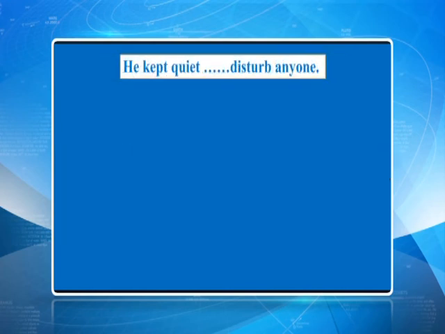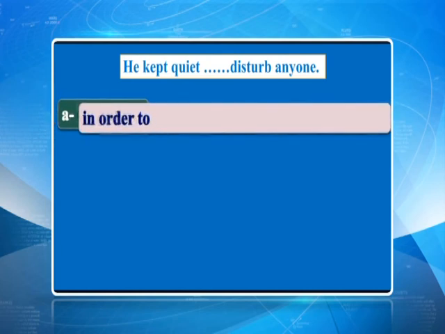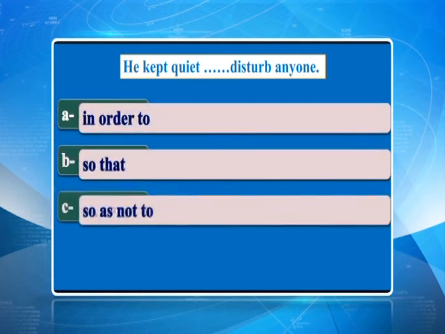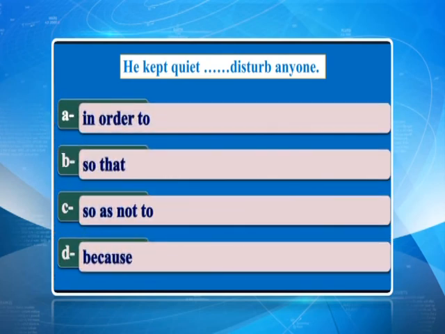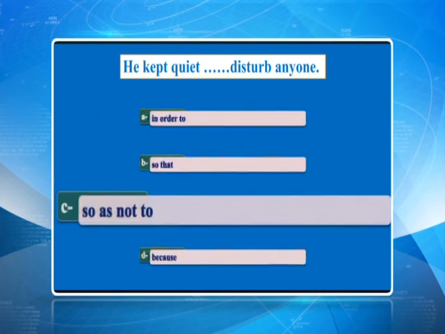Next sentence. He kept quiet, space, disturb anyone. In order to, so that, so as not to, or because. He kept quiet so as not to disturb anyone. We can replace this expression by saying in order not to disturb anyone.